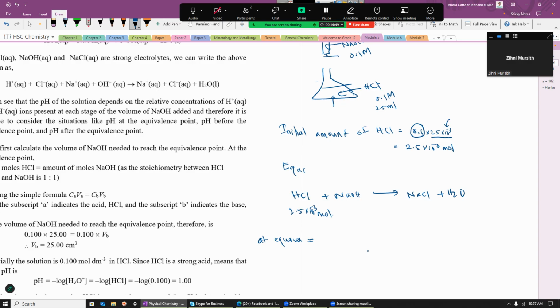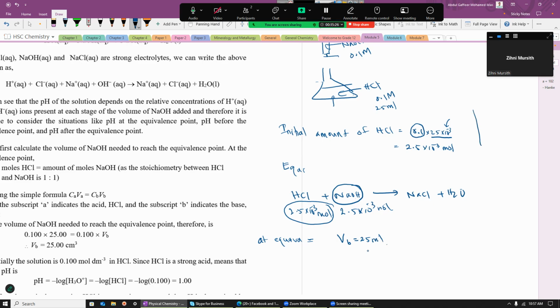The amount of HCl is 2.5 times 10 power minus 3 moles. You can use the stoichiometric ratios. So if HCl is 2.5, we will require 2.5 times 10 power minus 3 mole of NaOH. We already know the concentration of this NaOH is also 0.1. So definitely at the equivalence point we will require a base volume of 25 milliliter. This is going to be our equivalence point.